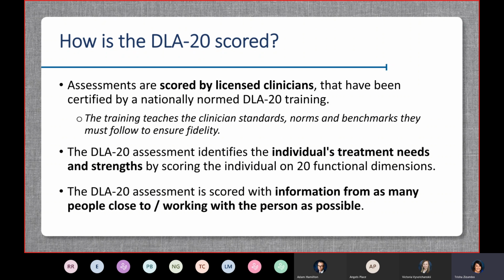There are supports coordinators and case managers across our system who've been trained and at times retrained in the use of DLA 20. It's really the responsibility of the supports coordinator or case manager to ultimately decide on the score for each item on the DLA 20. This is the way that we ensure that the tool is being scored appropriately.